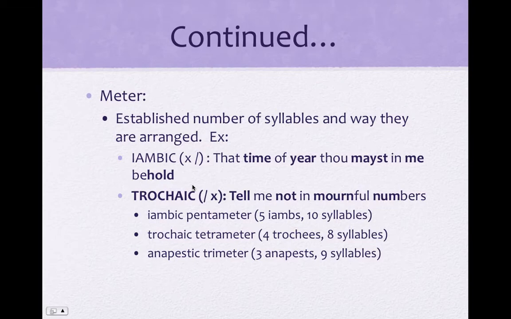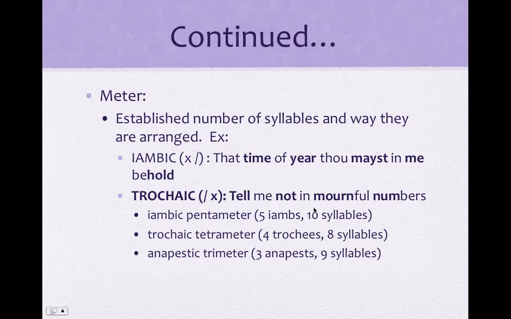Trochaic comes from having the stress on the first word of each pair. So it would be tell me not in mournful numbers. And the way you do this best is by beating it out with your hand. So you tap on the desk and you can follow along. You say, that time of year thou mayest in me behold.